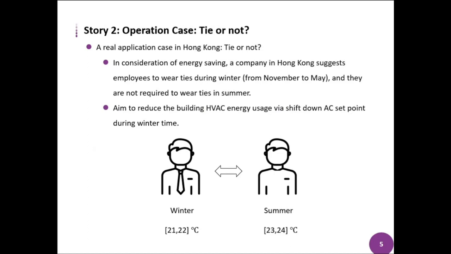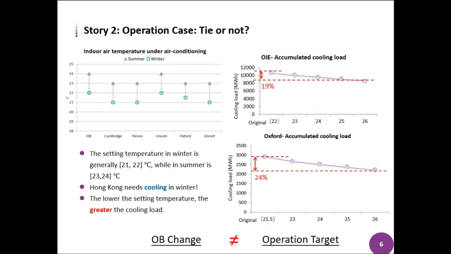But they moved this kind of rule into Hong Kong. We may say, if we let them wear ties during the winter time, and we decrease the indoor set point during winter, they will not decrease energy usage, but increase their energy usage significantly. That's because the winter in Hong Kong is not cold enough. They provide cooling during the winter. So when it decreases indoor set points, we are also increasing the cooling demand. So that is one case where a policy for behavior in London is not suitable in Hong Kong.